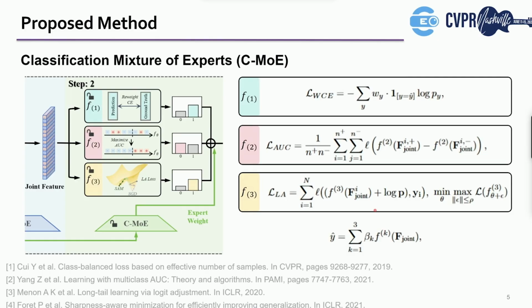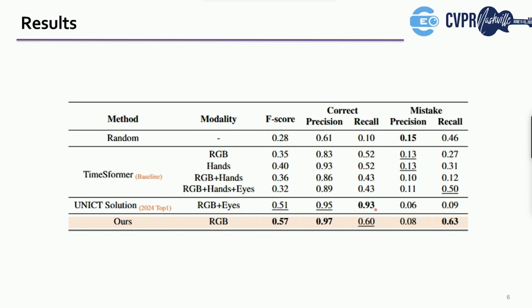Here are our results on the test set. Compared to random and transformer, our method shows a clear improvement in F-score. When compared to the SOTA method from 2022, we see a big boost in mistake recall. What's more exciting is this: our method only uses the RGB modality but still achieves performance that matches or even beats models using multimodal inputs. That said, we still believe this is a very challenging task. There is a lot more to explore going forward.